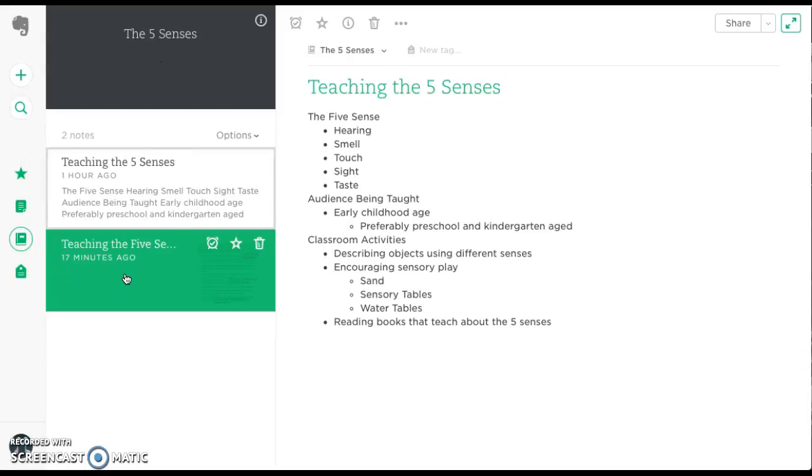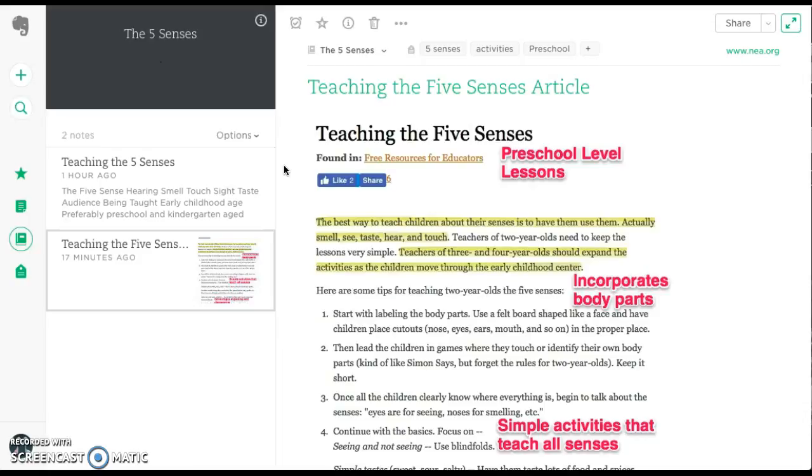And then in my next note, I actually have an article that I found for research that was really helpful. And in this article, I used the web clipper to clip it to my notebook and put it in the notes in this notebook. And I even have some annotations here in pink. And in addition to that, I also highlighted some important points that could be helpful here in yellow. And then I added some tags up here, such as the five senses, activities, and preschool so that I could find it easier. So overall, this just helped me to be more organized.